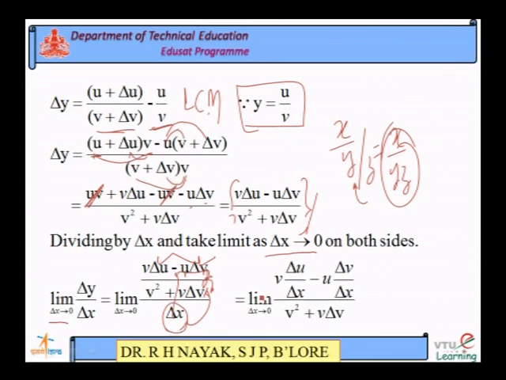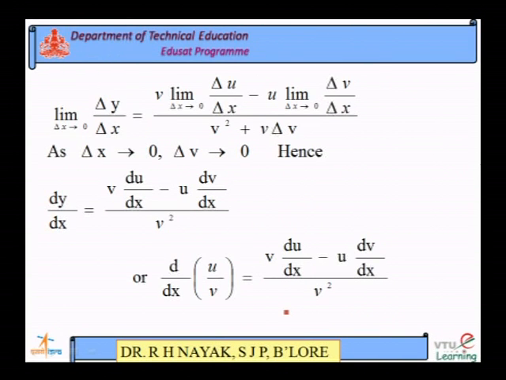See, this limit is extended for this, and this, and this also. For both numerator and denominator we have extended the given limit. For every term we have taken the limit. See, v into du by dx minus u into dv by dx, whole divided by v square plus v into delta v.